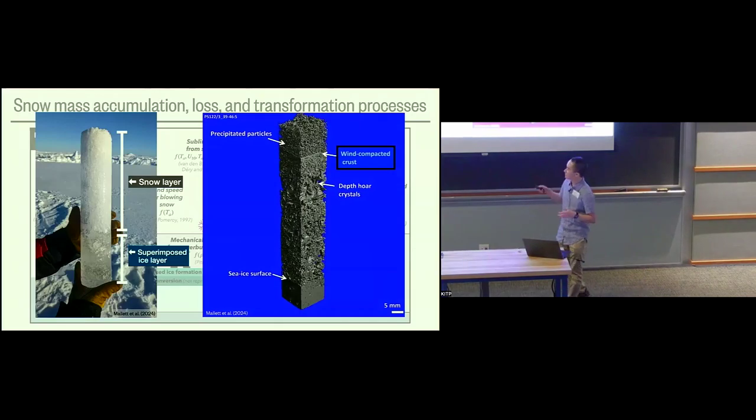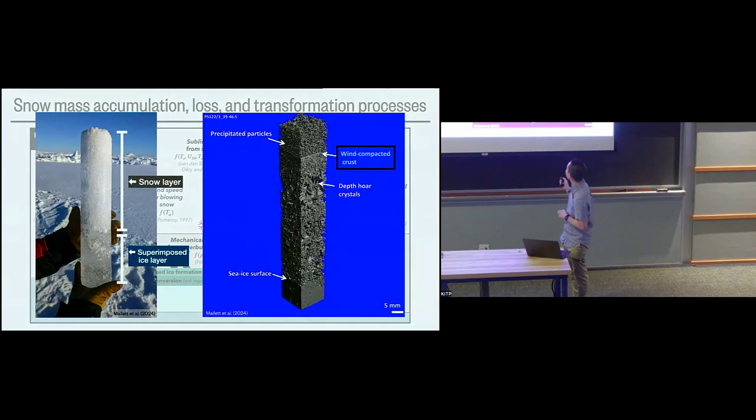And to briefly illustrate two of the processes that I just introduced for the first time, what I'm showing on the left is a snow ice core from the Weddell Sea that contains this 25 centimeter layer of superimposed ice. And this process, which the model tracks, occurs as meltwater from surface snowmelt percolates downwards and then freezes when it contacts the cold sea ice below.